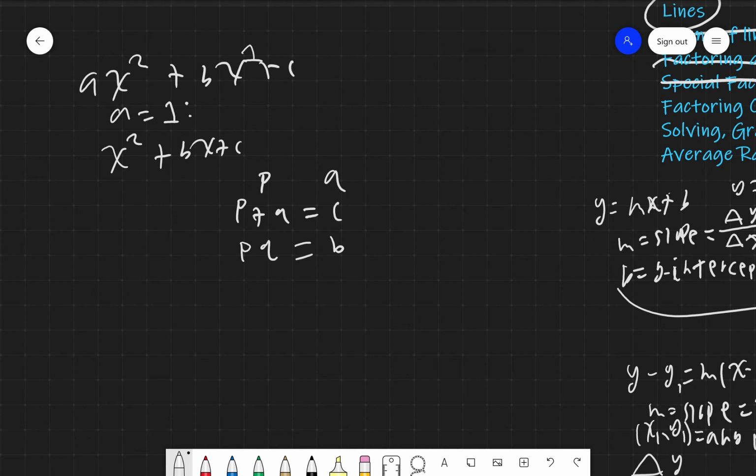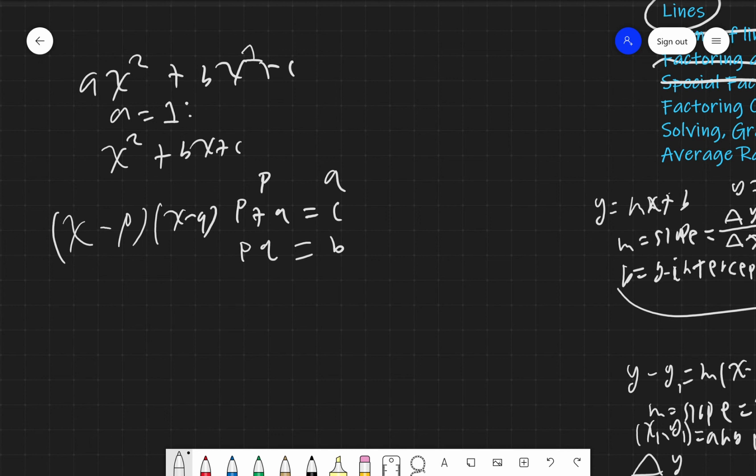So once you find them, when you factor this, you're going to end up with x plus p times x plus q. Cool, right? I'll do an example in a bit.